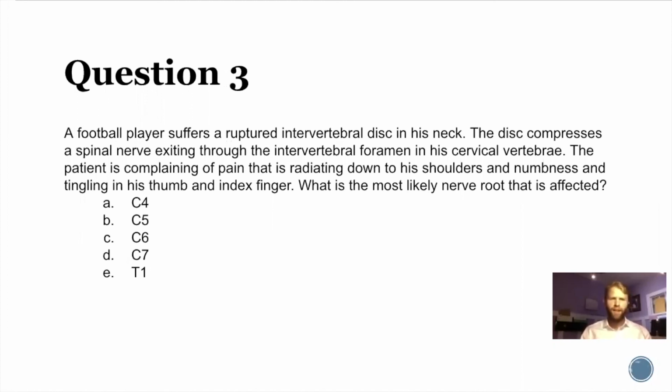Pretty good. A football player suffers a ruptured intervertebral disc in his neck. The disc compresses a spinal nerve exiting through the intervertebral foramen in his cervical vertebrae. The patient is complaining of pain that is radiating down to his shoulders and numbness and tingling in his thumb and index finger. What is the most likely nerve root that is affected? A, C4, B, C5, C, C6, D, C7, E, T1.